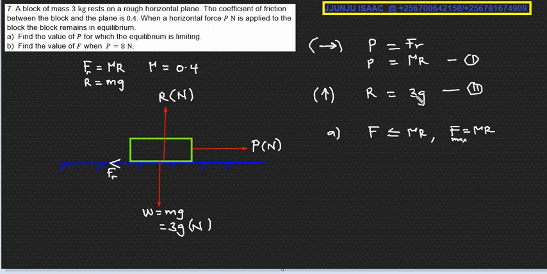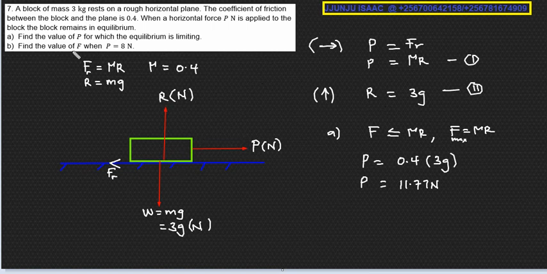So let us see. From this equation you can find mu R, which is equal to P. So P will be equal to mu is 0.4 and R is equal to the weight, which is equal to 3g. So our P is going to be equal to 11.77 newtons. So that is the value of P when the equilibrium is limiting. So we have the maximum friction force.